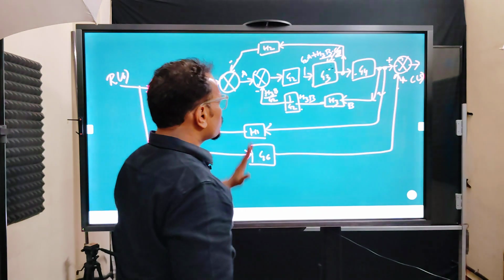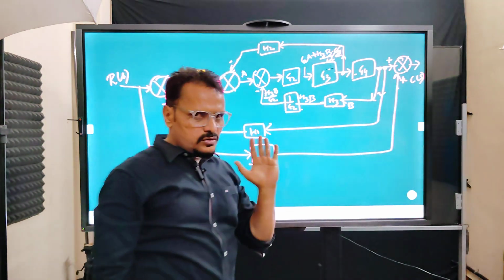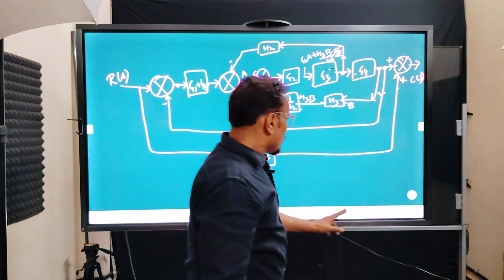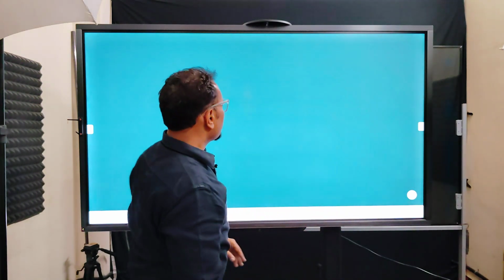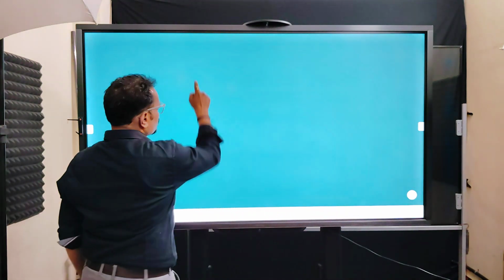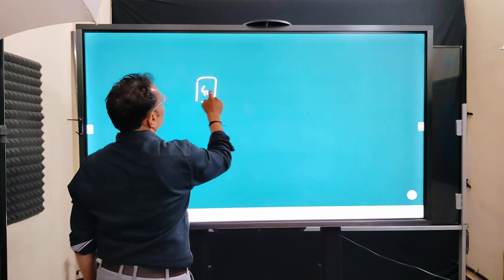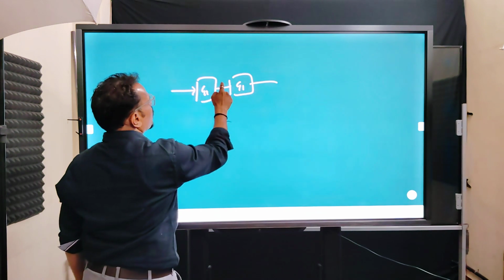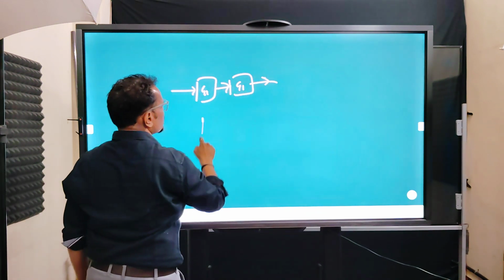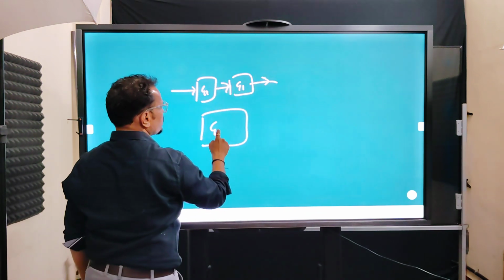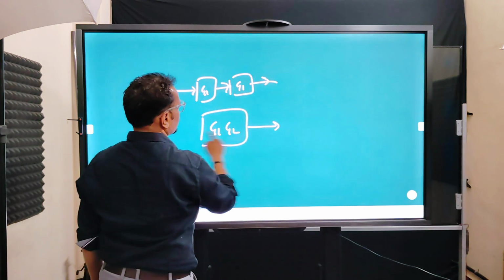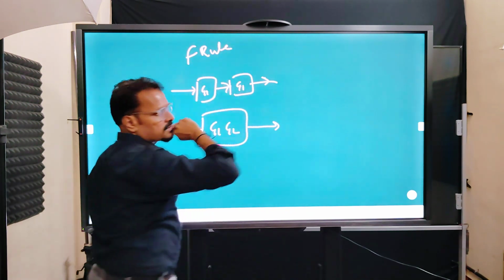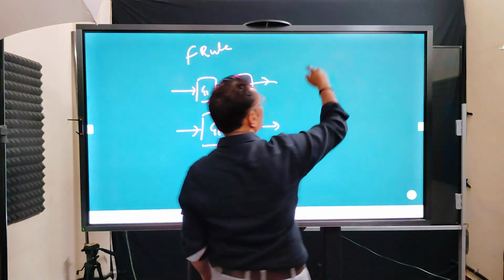So what is the rule? The simple way, if you want to remember the rule, I'll write down the rules as well in between. If two blocks are there in cascade, these two blocks can be replaced with one block mentioning G1, G2. This is our first rule. Okay, what does the second rule say?